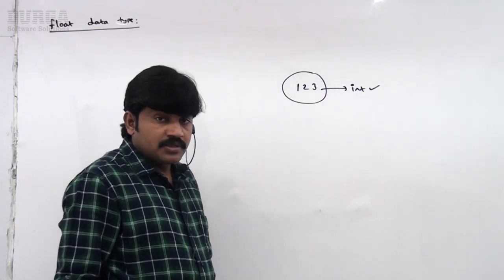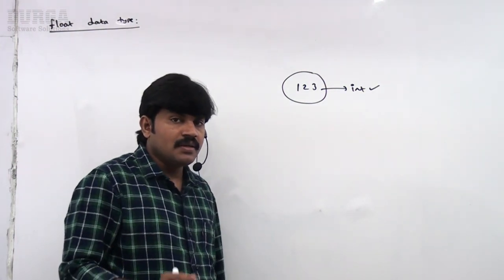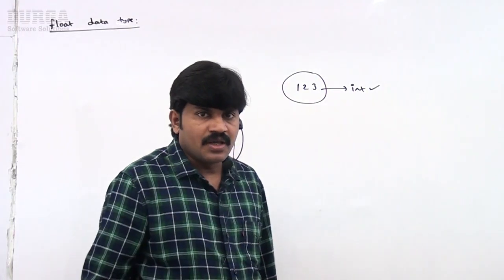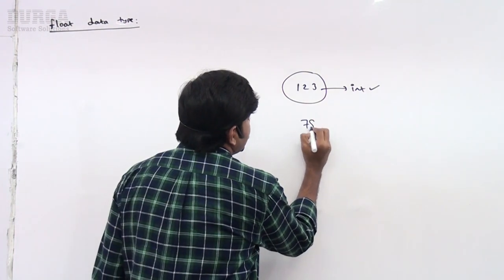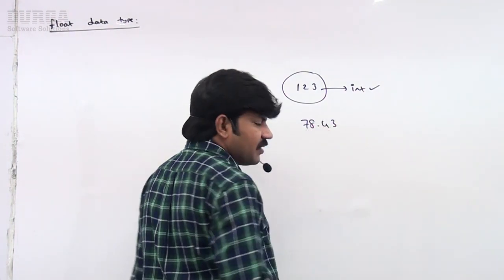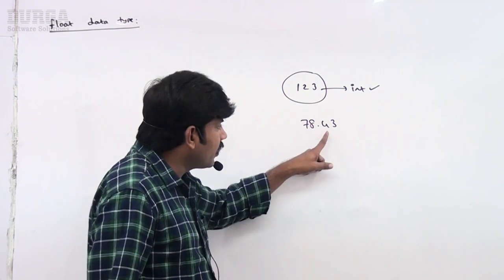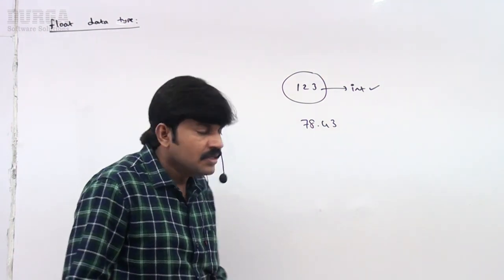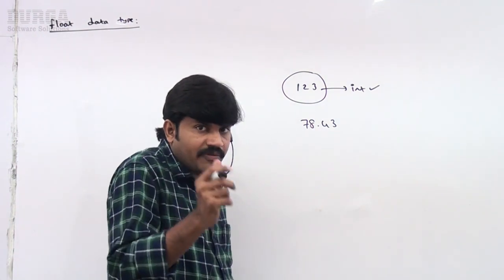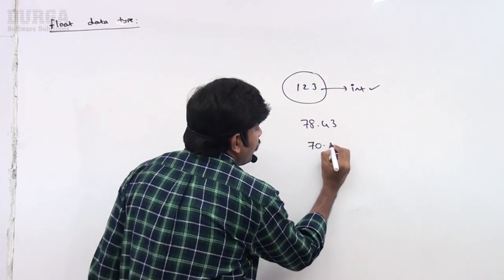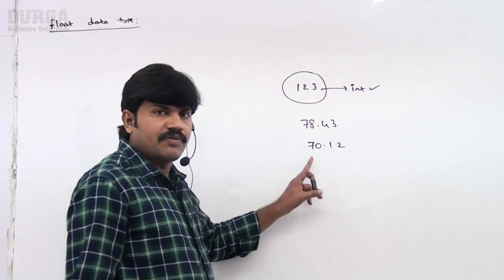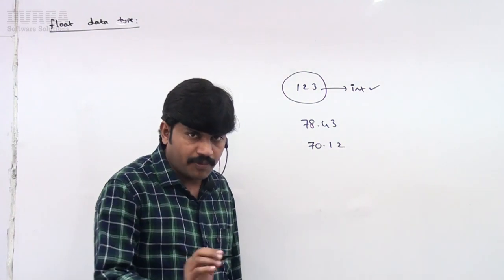Well, suppose I want the diesel price. Assume that it is 78.43, 78 rupees 43 paisa. Next, the dollar value in rupees. Assume it is 70.12, 70 rupees 12 paisa.